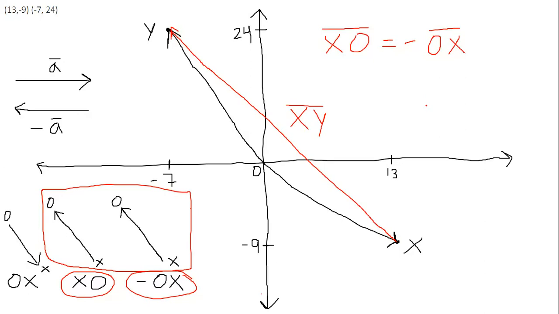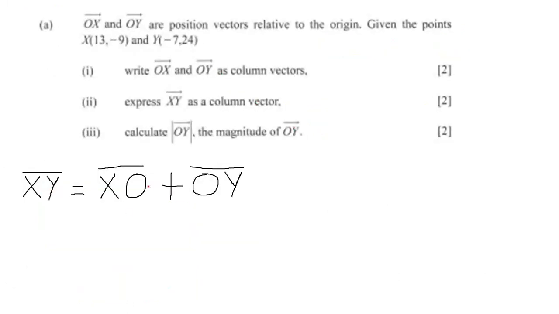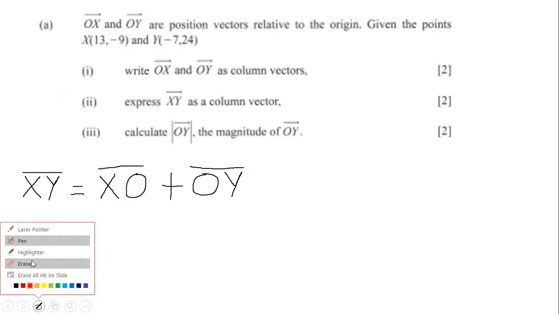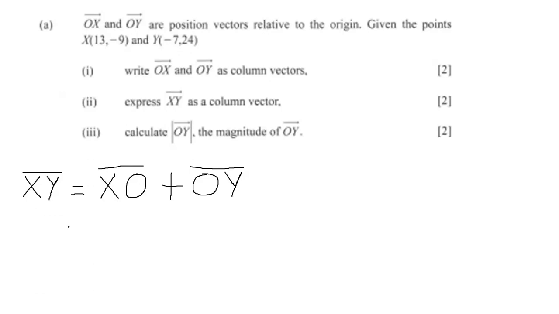And so when we go back to this, XO really is negative OX. If we want to write XO, we could write negative OX. Awesome. And now we're going to add to it OY.